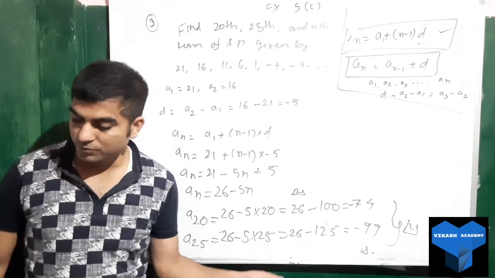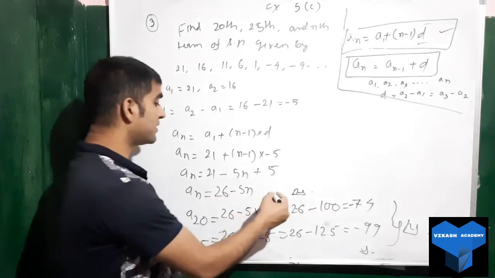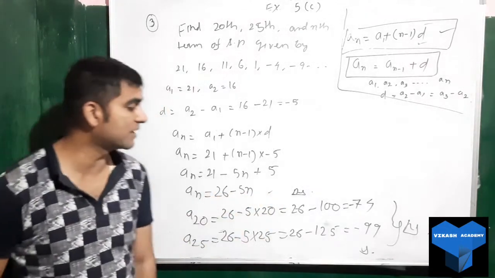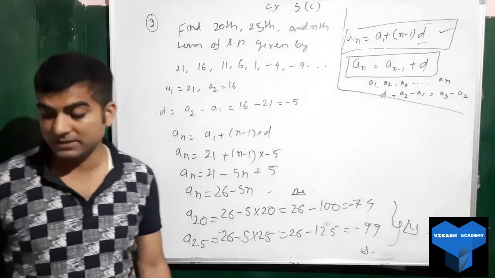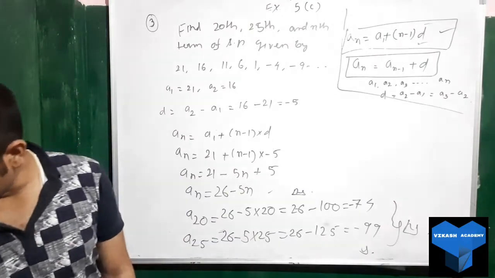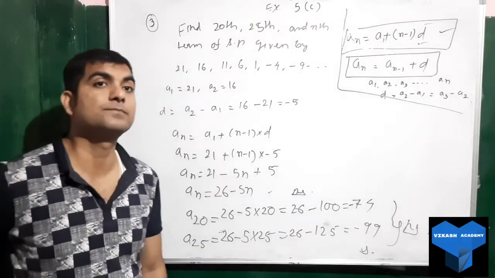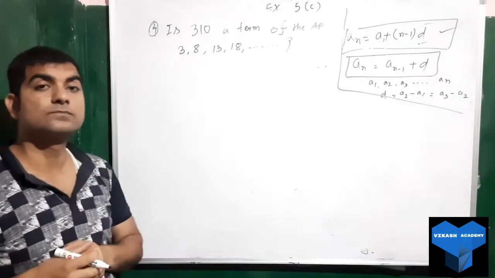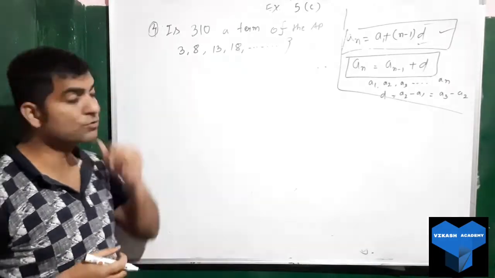So now the general term is already 26 minus 5n. All the three terms we have obtained, so our answer is correct. Now we will be moving to question number 4. Okay, let us move to question number 4.